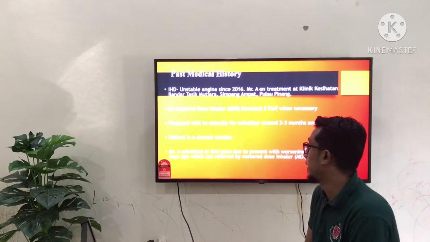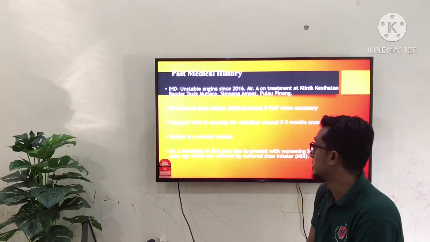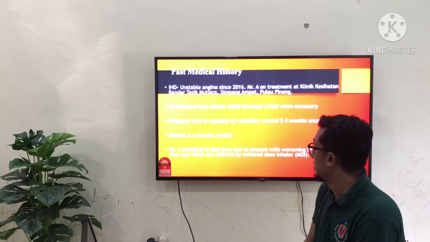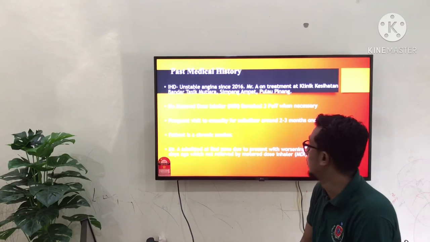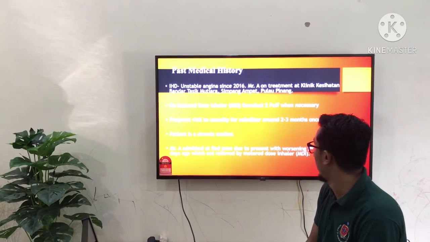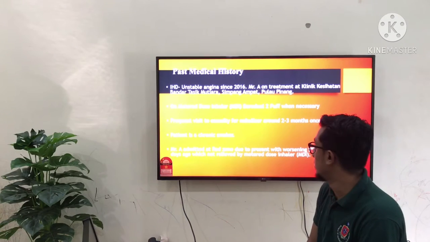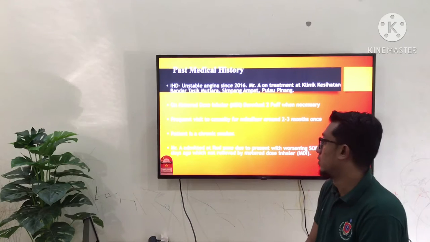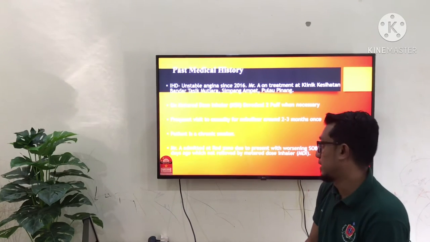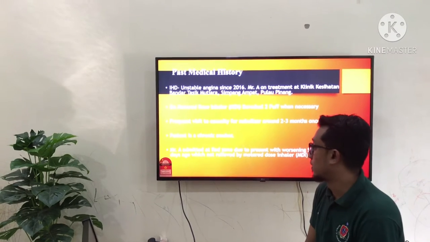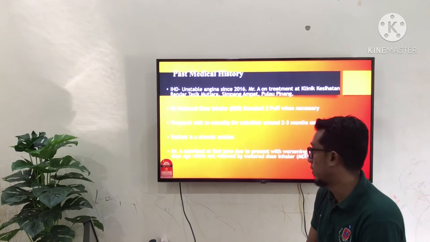Okay, dia punya past medical history, dia ada IHD, unstable angina since 2016. Dia on treatment kat klinik kesihatan Bandar Tasik Mutiara, Simpang 4, Pulau Pinang. On MDI, Rodol to PAF when necessary. Frequent visit to casualty for nebulizer around 2 to 3 months once. 2-3 bulan sekali dia akan pergi ke hospital kita jalan untuk ambil nebulizer. Patient is a chronic smoker, seorang yang perokok yang tegar lah.